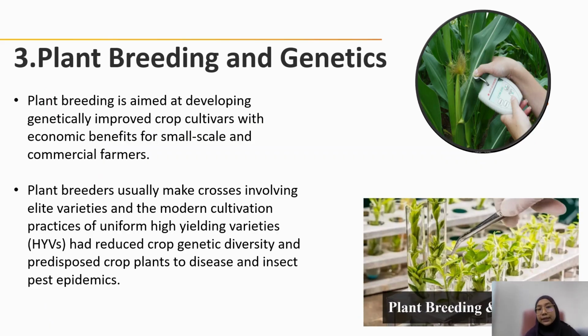Okay, next we go to branch 3, plant breeding and genetics. Plant breeding is aimed at developing genetically improved crop cultivars with economic benefits for small scale and commercial farmers. Plant breeders usually make crops involving elite varieties and the modest cultivation practices of uniform high yielding varieties, HYV, which has reduced crop genetic diversity and predisposes crop plants to disease and pest epidemics. It means here we try to do some modification of the breeding to make sure that the offspring will be strong and resistant to pests, drought, and environmental stress.